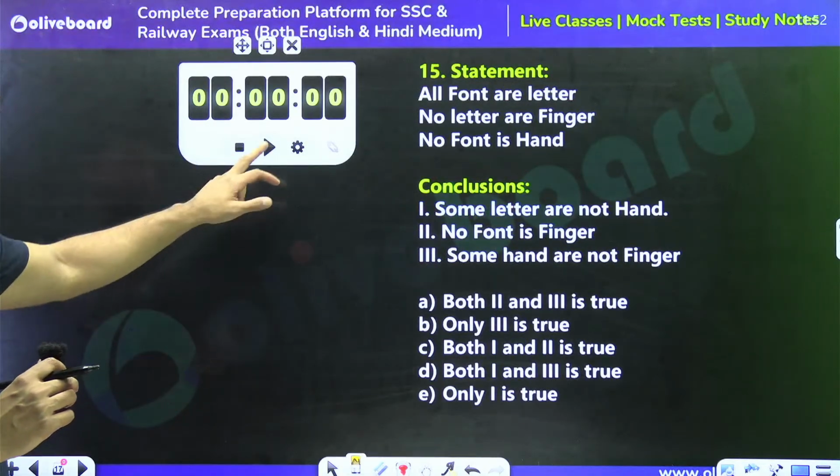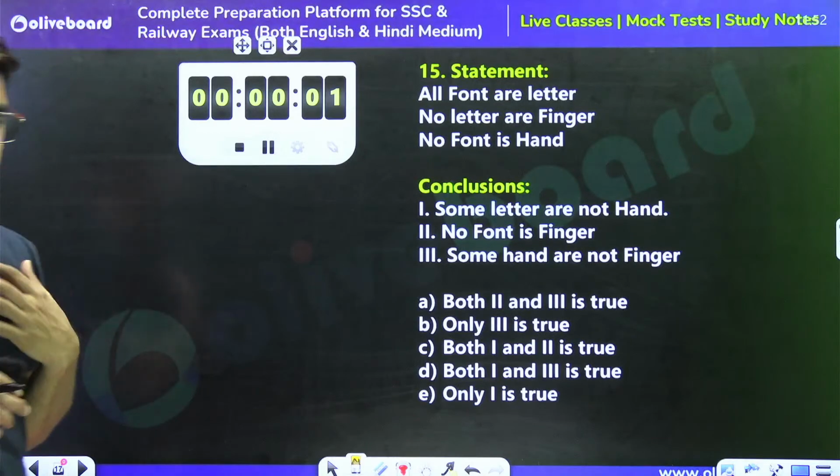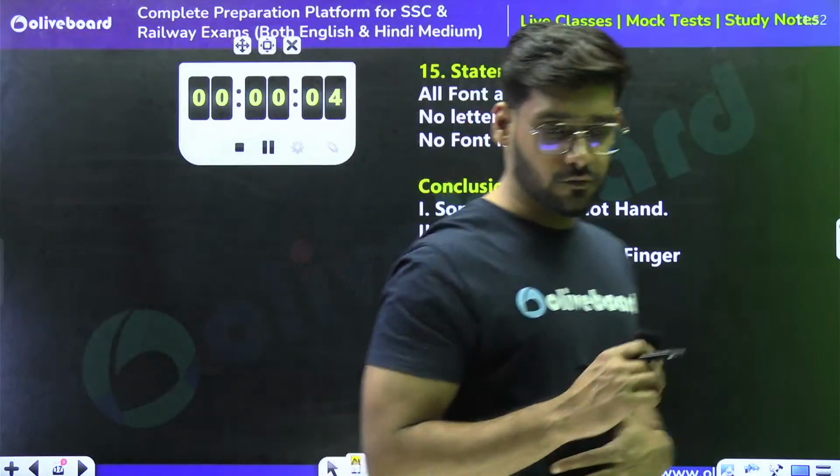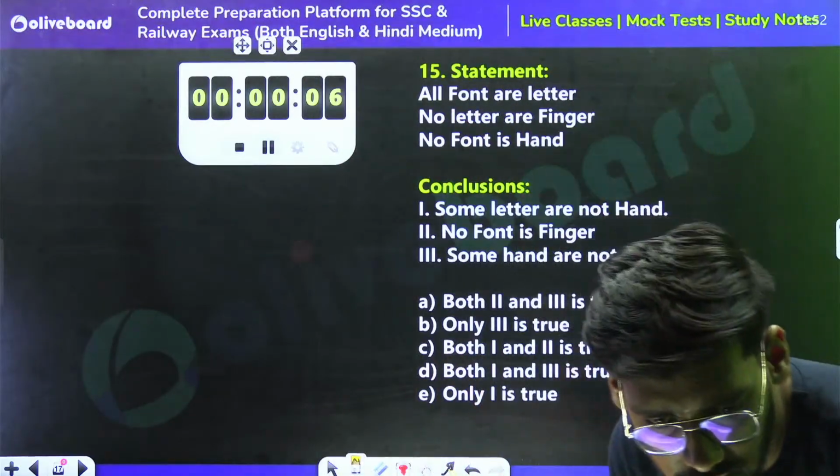15th question on our screen. What should be the right answer? Come on.